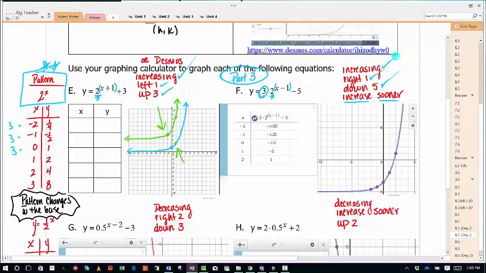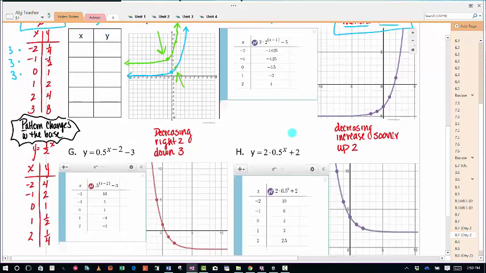Okay? So this is really what we're after when we're talking about vertex form. We have an idea of what's happening to the function just looking at it as it stands. So let's look at some more.